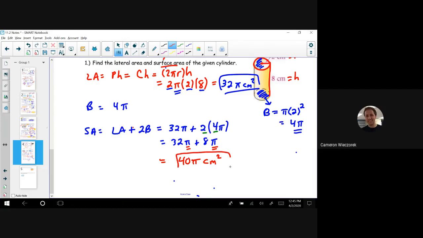And if the directions asked you to round that to the nearest tenth or the nearest hundredth, you would multiply 40 times pi into your calculator. But I'm just going to leave these in exact form.